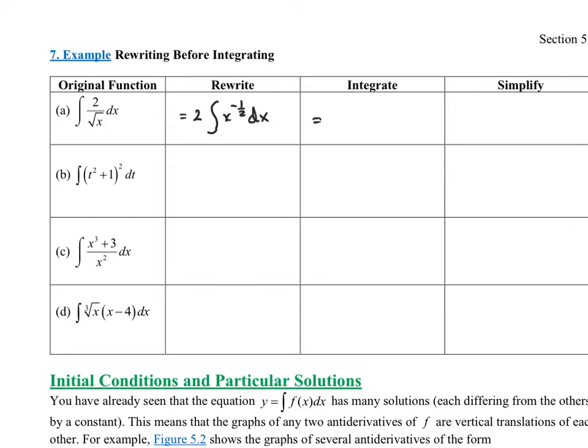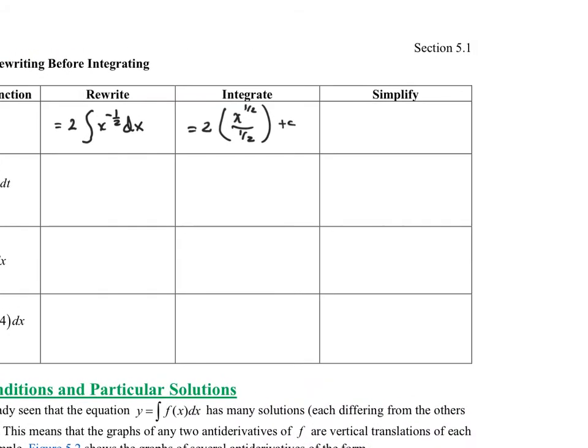Now I can actually do my integration, right? So this would be 2 times, well, what's the integral of x to the negative 1/2? Using the power rule, I would say it's x to the negative 1/2 plus 1, which would be x to the positive 1/2. Again, though, I need to divide that by the exact same power, so that's divided by 1/2, plus c. Well, let's go ahead and simplify that. Isn't that the same thing as 2 times 2 root x? Well, isn't that really 4 root x? And then we need our plus c as our final answer.